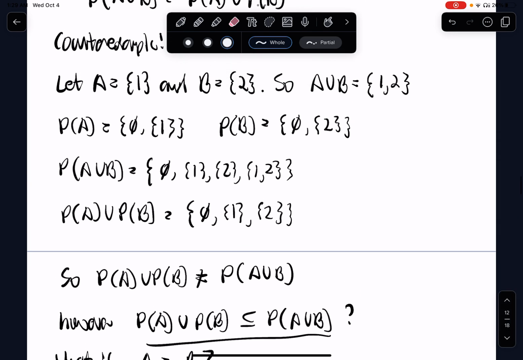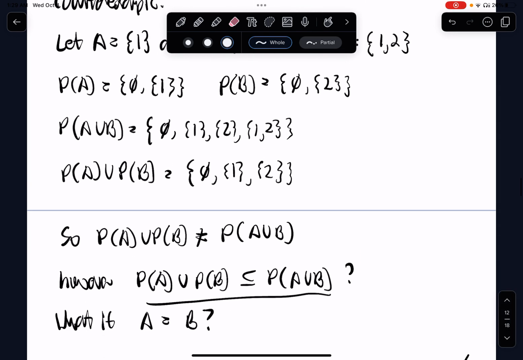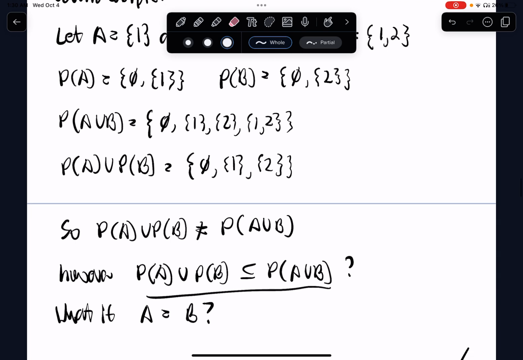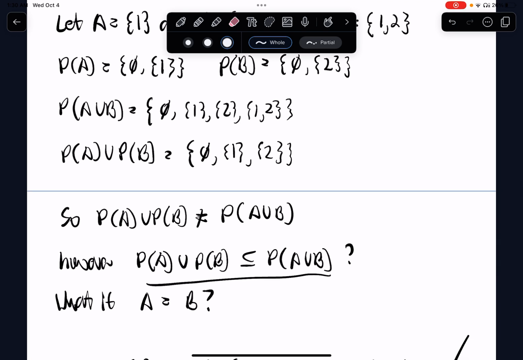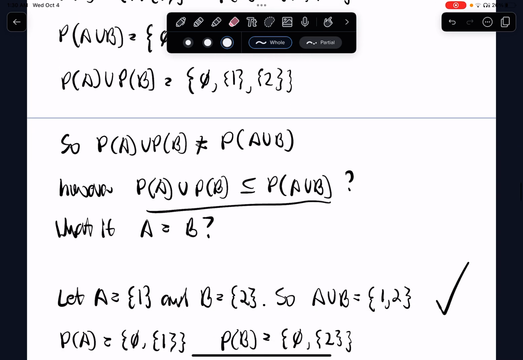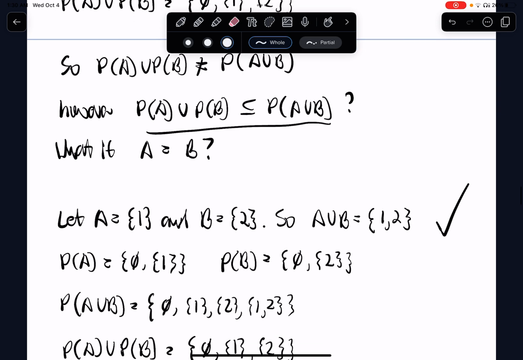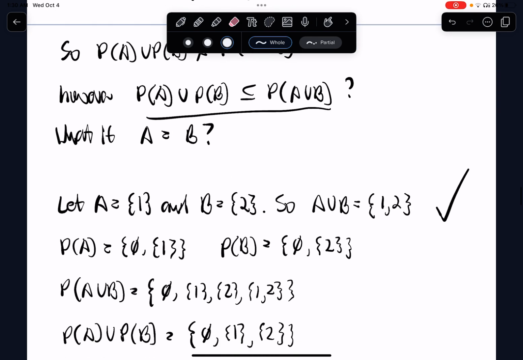However, based off that counterexample of the first conjecture, I consider making a second conjecture: that the power set of A union the power set of B is a subset of the power set of A union B. I also considered the conjecture of what if A was equal to B, but I ended up going with the first conjecture that I made about one being a subset of the other.